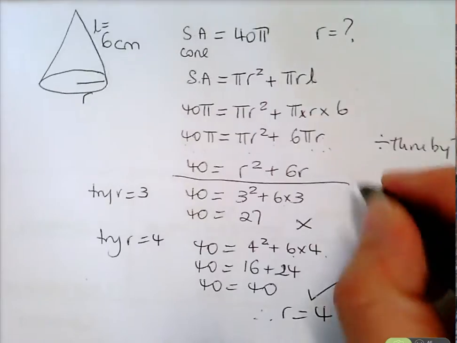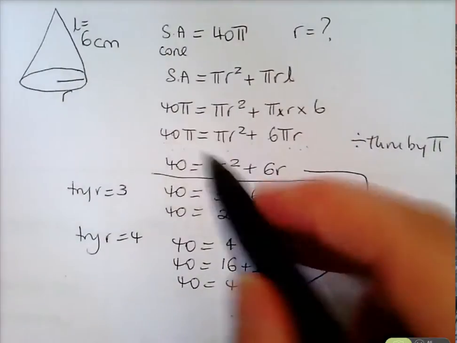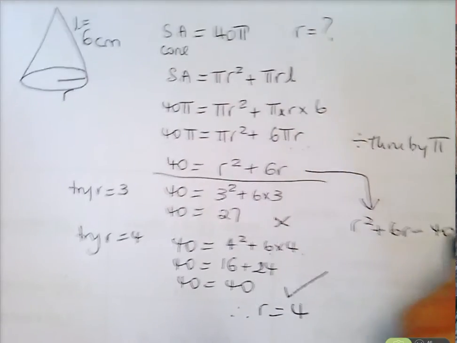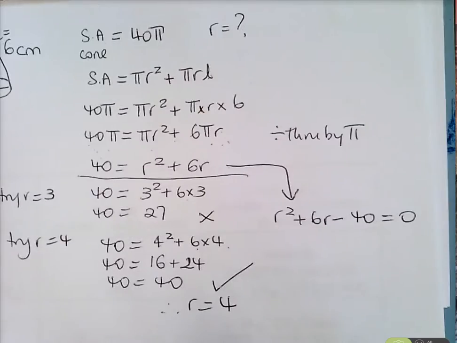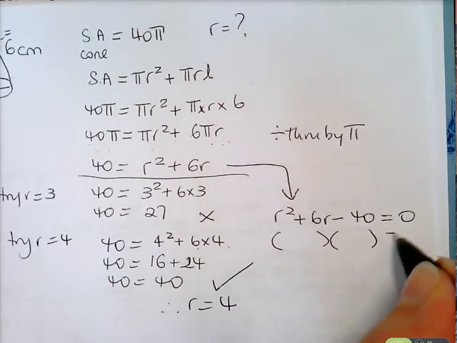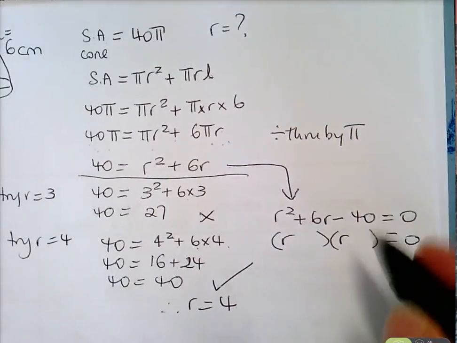Now, when you learn how to solve quadratic equations, you won't do it like that. What we do in Year 10, we take this and we bring the 40 over to this side and we get r squared plus 6r minus 40 is 0. Anyone seen this before? But you will learn it later this year. You'll learn how to factorize this. I'm just showing you for anyone that's learnt it.